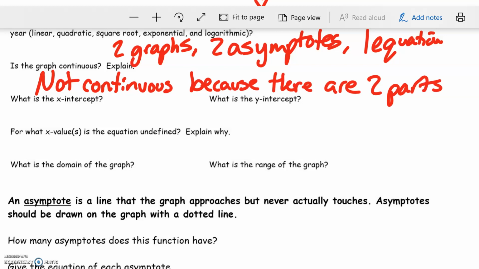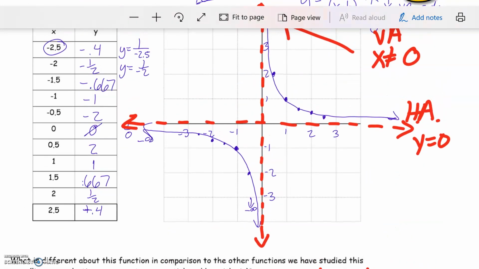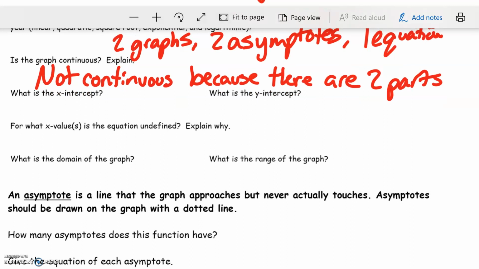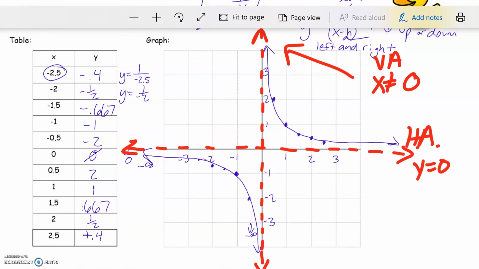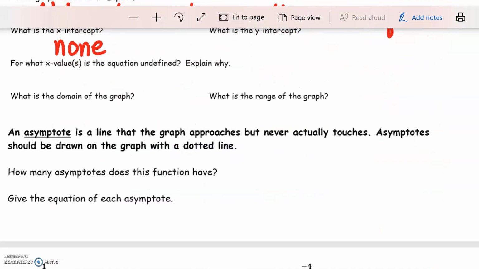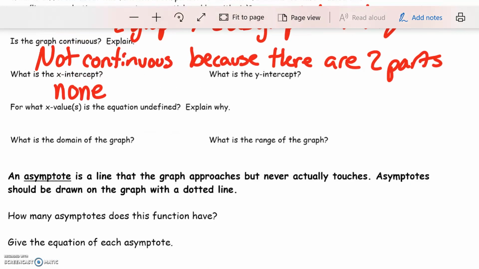All right, so now it's asking what is the x-intercept. So when we have the x-intercept, that's where it crosses the x-axis, and in this particular graph, it doesn't do that. So we would have to say none. Now, what about the y-intercept? Okay, looking at the graph, it doesn't cross the y-axis, so we would say none here as well.